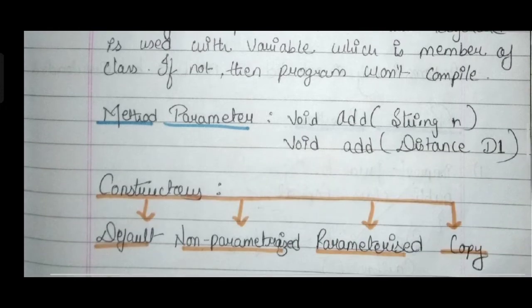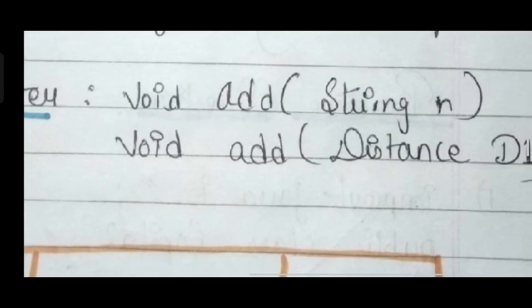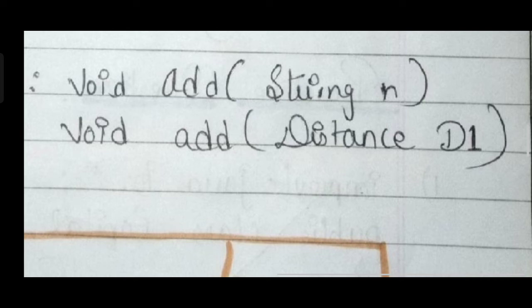So next is method parameters. As you know, what are parameters? Anything that is written inside the braces like this, void add(String n). So here String n is the parameter, or Distance d1 is the parameter.